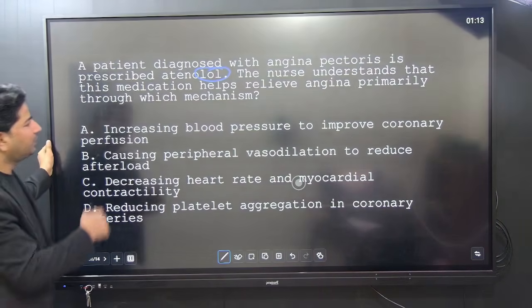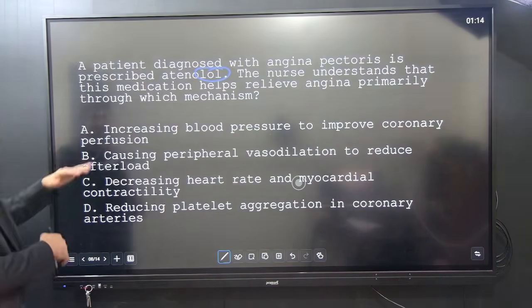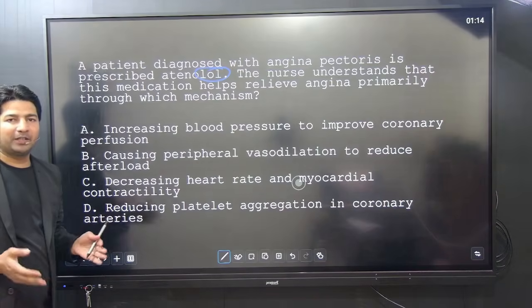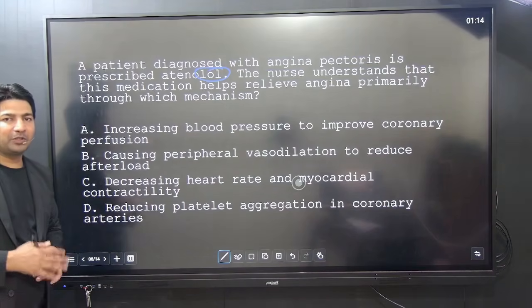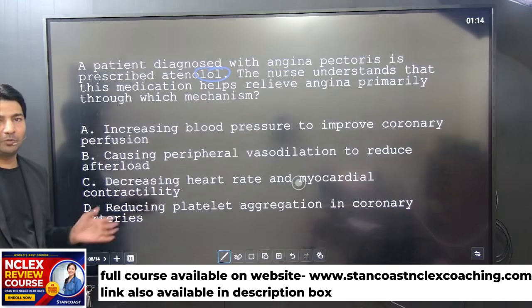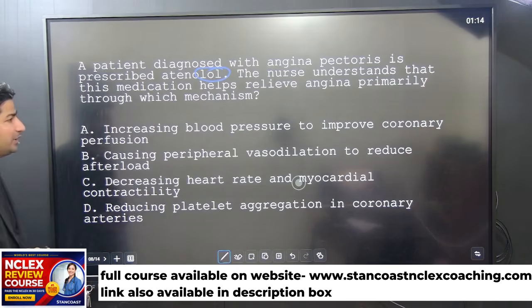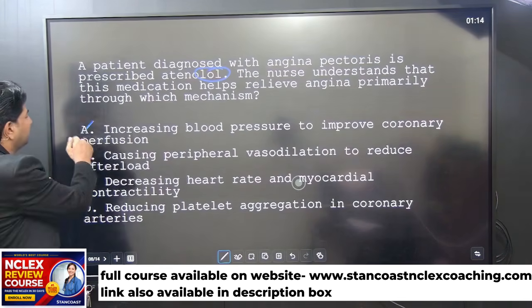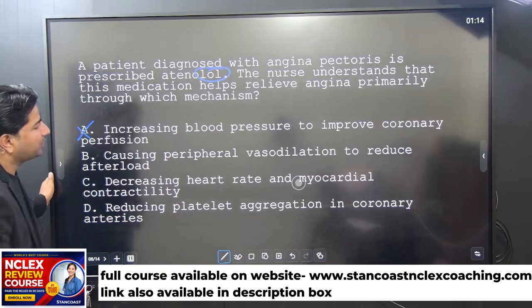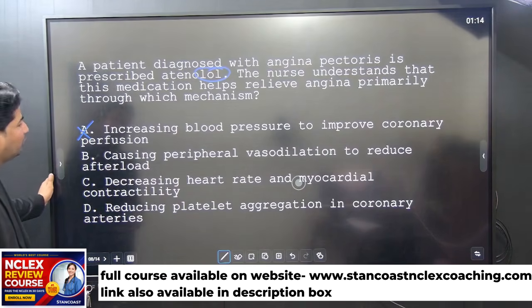Increasing the blood pressure to improve coronary perfusion? No. If it increases the blood pressure, well, we don't want that. If blood pressure increases, it means the cardiac workload will increase. If the cardiac workload increases, the angina could become even more serious. So this is wrong.